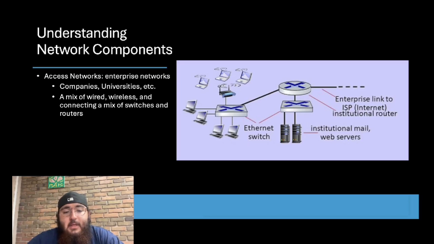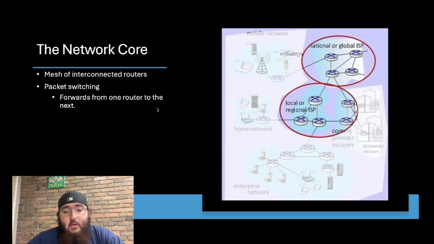Access networks in enterprise. Enterprise networks like companies and universities use networks that are a mix of wired and wireless connections. They may involve switches and routers to handle traffic within the organization, ensuring a connection. The core of every network is a mesh of interconnected routers. These routers will use something called packet switching, in which they move data from one point to another. Each packet is forwarded from one router to the next until it reaches its destination.